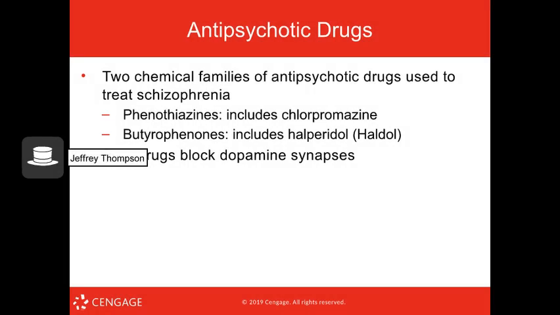There are two chemical families of antipsychotic drugs used to treat schizophrenia. We have your phenothiazines and your butyrophenones. Woo! I was worried that I was going to mess one of those up, but I did it. Dab, dab, dab. So now you try it. Phenothiazine and butyrophenone. Got it. So both of those block dopamine synapses.